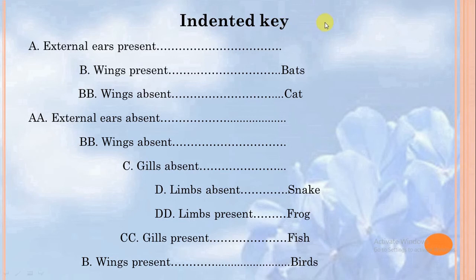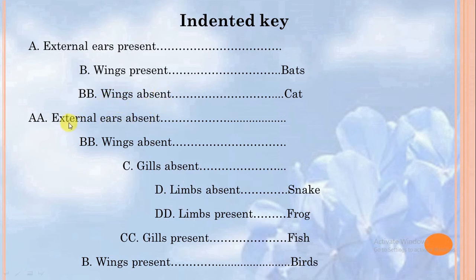Now next key type is indented type. As the name is indicating, indentation is done in this key, and indentation is empty space towards left side. So in this case, we will just write down the first contrasting form, and then we will resolve this group first. Like here, we have assigned bat and cat their specific positions, and now this group is complete.